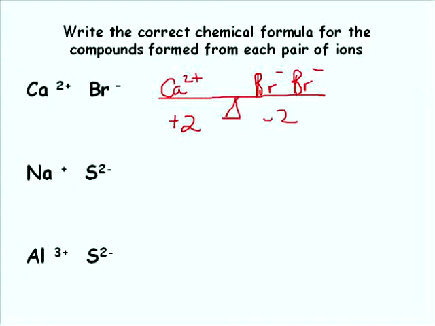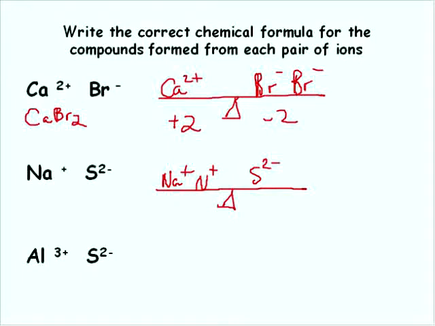Same thing when we have sodium and sulfur. Okay, sodium is going to be a +1 charge. Sulfur is a -2. We're going to need 2 sodiums for every 1 sulfur. And so this here would be CaBr2, and this would be Na2S.